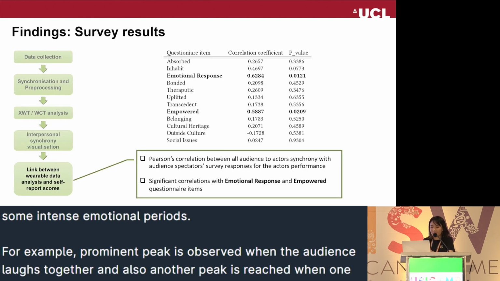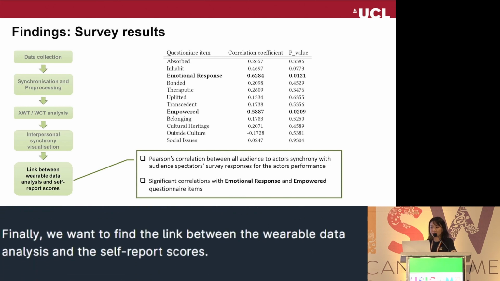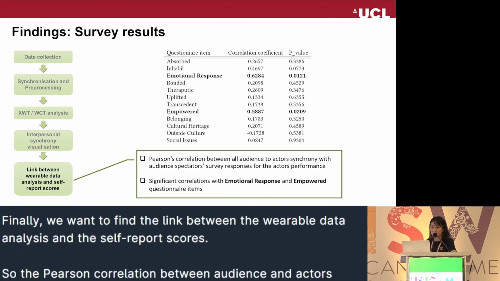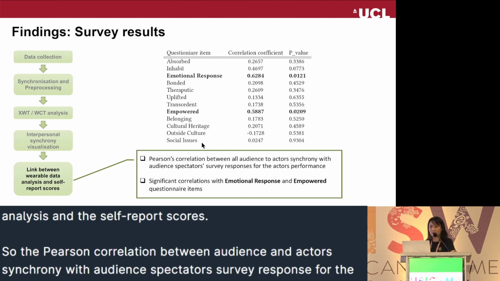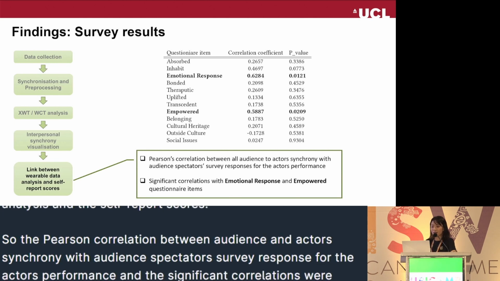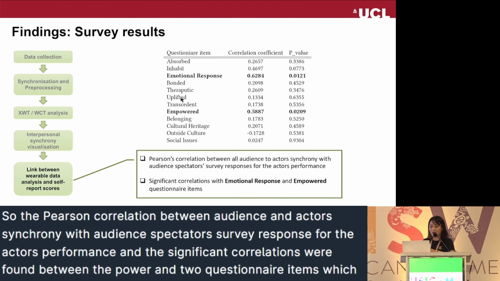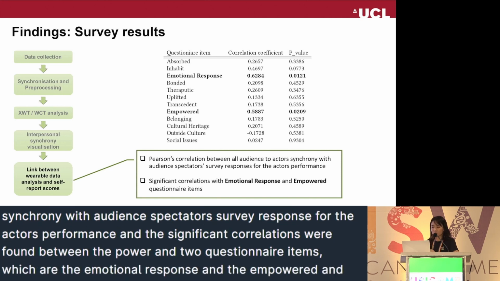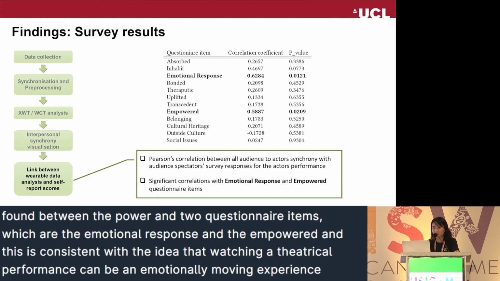Finally, we want to find the link between the wearable data analysis and the self-report scores. So we did the Pearson correlation between all audience and actors synchrony with the audience spectators' survey response for the actors' performance. And significant correlations were found between the power and two questionnaire items, which are the emotional response and the empowered. And this is consistent with the idea that watching a theatrical performance can be an emotionally moving experience where you are drawn into the world of the performance and interact with them.